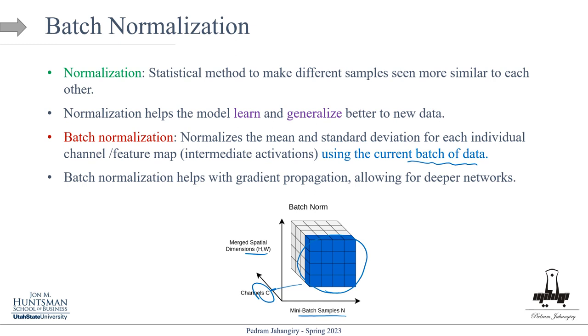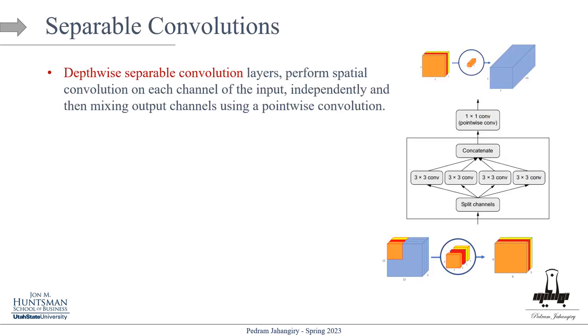There are different ways of normalizing, so we can think of layer normalization or group normalization. These are the topics that I'm going to talk about when it gets to the transformer section of the course. But in general, this is an important one. Just like ResNet, batch normalization helps with gradient propagation, right? It helps the information to flow more smoothly when you're doing forward or backward propagation. This allows for deeper networks, okay? So again, both batch normalization and ResNet will help us to handle that gradient propagation and allow us to have deeper networks.